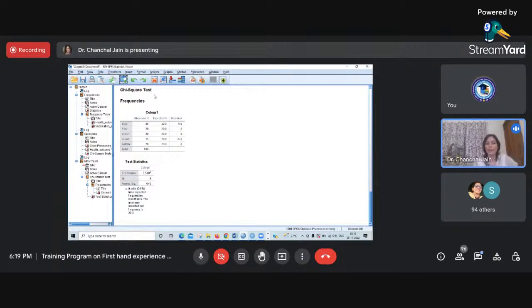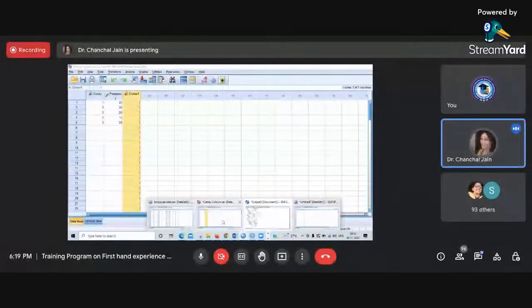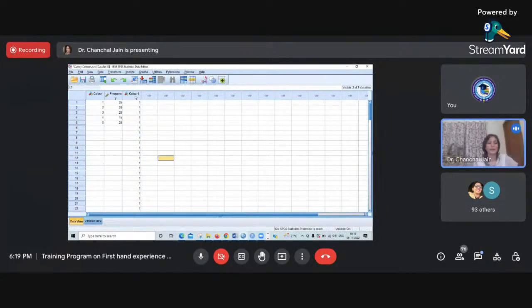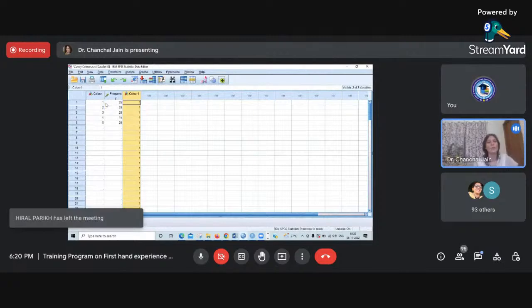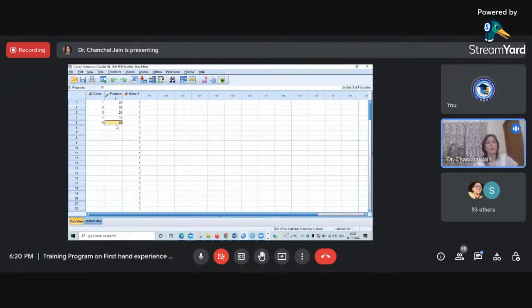So am I clear on this? May I go for the second type now? Yes, ma'am. So again, I'm coming back to my file. This is one way of presenting your data. Now, suppose data is in this particular form: we have 5 categories of color, and along with that we have given the frequencies also. In that case, if I am going to apply the chi-square test, I'll show you what to do. Again, I'm using the shortcut handle, which will lead us to the chi-square test directly. So I'm clicking here on chi-square test.